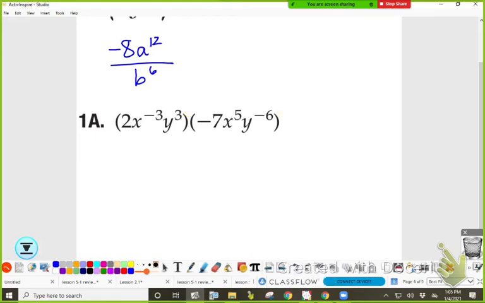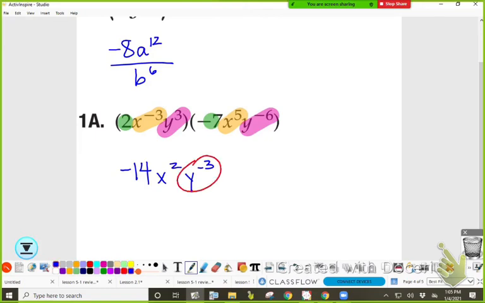So start with your numbers first. I have 2 times negative 7, which is negative 14. Then start alphabetically. I have x to the negative 3 and x to the 5th. What is that going to give me? X to the positive 2, because you add your exponents. And let's do the y. Y to the 3rd and y to the negative 6. Negative 3. Y to the negative 3. 3 minus 6 is negative 3. Negative exponent, we need to move it to the denominator.